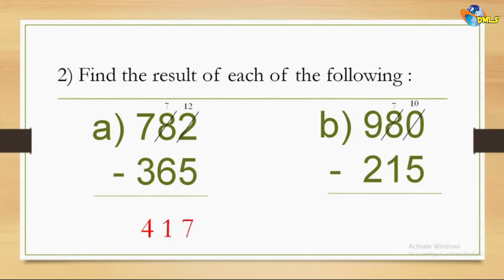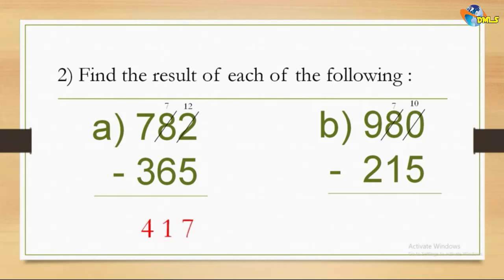So now can I take 5 from 10? Of course, the answer is yes. 10 minus 5. After 5, 6, 7, 8, 9, 10. Of course, the answer is 5. Tens with tens. 7 minus 1. When I subtract 1 from 7, the answer is 6. Last digit, 9 minus 2.